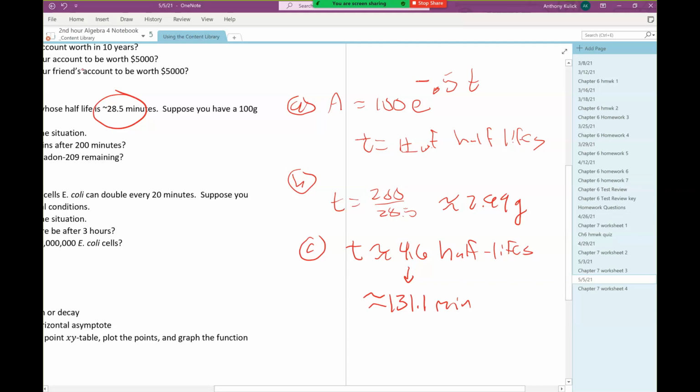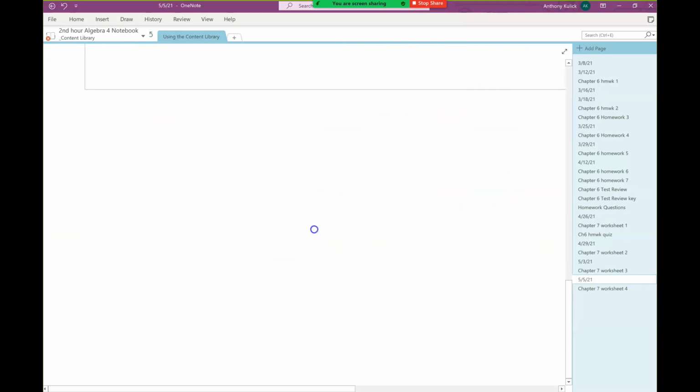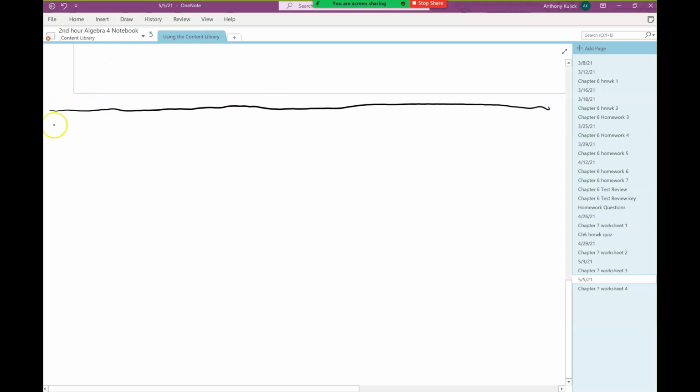Okay. Today, then, we're going to talk about logarithms. So this is the other half of this chapter. So what a logarithm is going to help us describe is the value of an exponent.